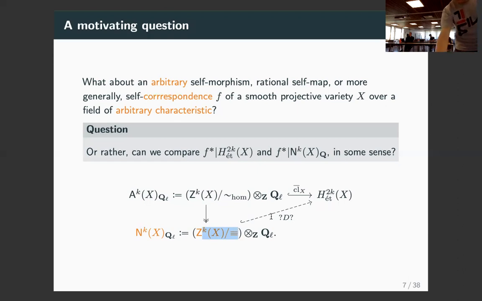We have seen this diagram from GSB's talk. So if you mod out by homological equivalence, we have an embedding into a cohomology group. And we also have a surjection map A^k to N^k. And the standard conjecture says that we should have this injection, but without the standard conjecture, it's not clear.